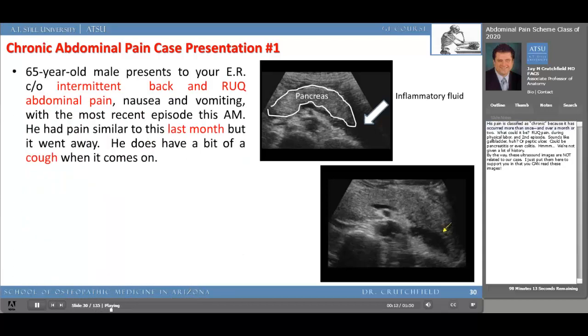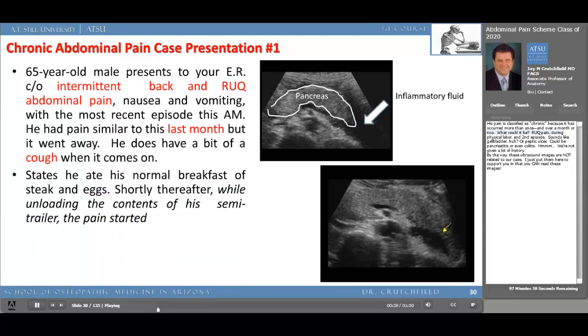He says he had a normal breakfast. He eats steak and eggs for breakfast, but shortly thereafter, while unloading the contents of his semi-trailer, the pain started. He took some Tums, didn't help. Took some Motrin, didn't help. He says that he doesn't smoke, he doesn't take any other medications, and he doesn't use alcohol.